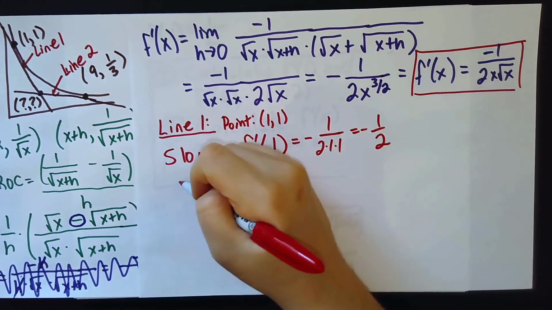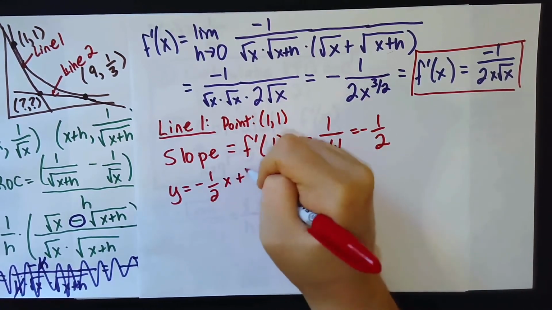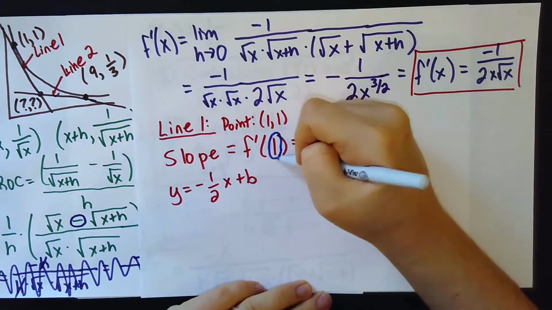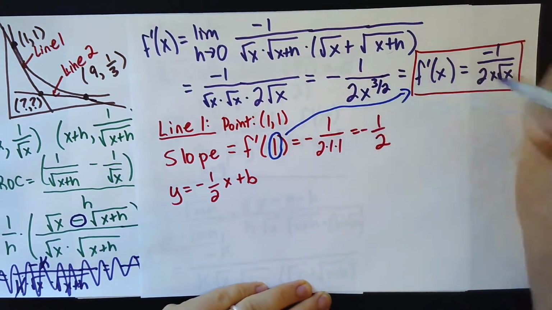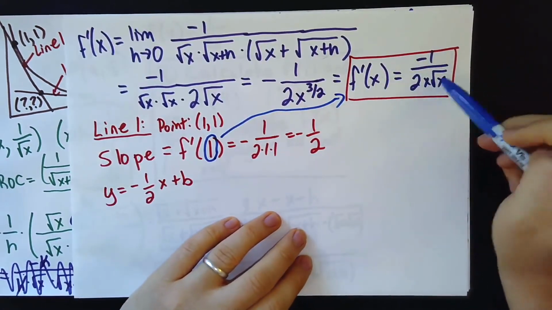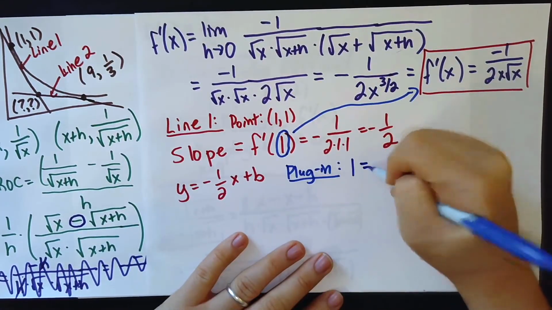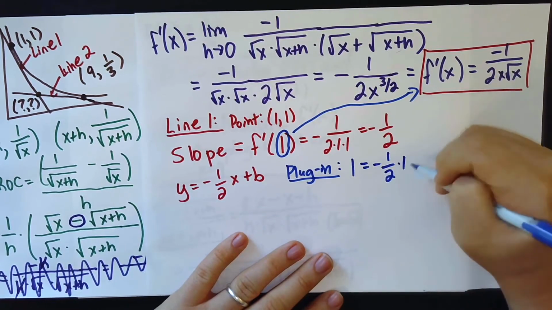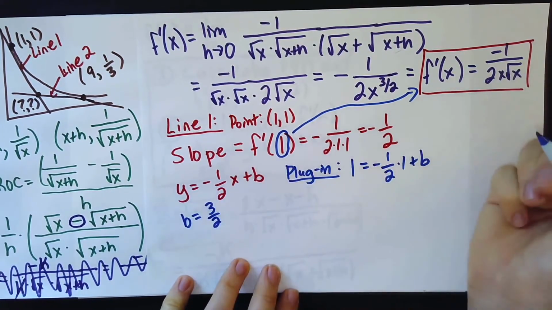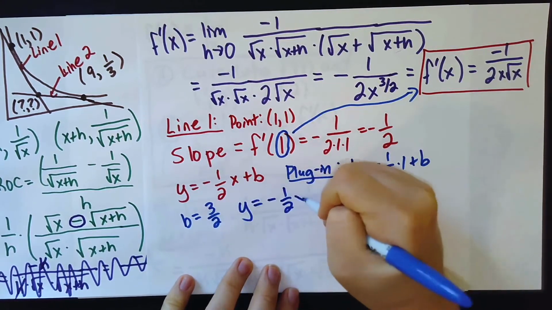Which says that the equation of my line looks like y equals minus 1/2 x plus b. Reminder, I need to actually plug this 1 into my formula in order to get the slope. This quantity itself is not the slope. This is the slope. So now I can go about finding my b, so I can go ahead and plug in the point (1, 1). And so that gives me that b is 3 halves. So the equation of line 1 is y equals minus 1/2 x plus 3 halves.